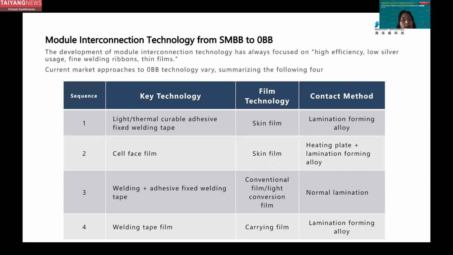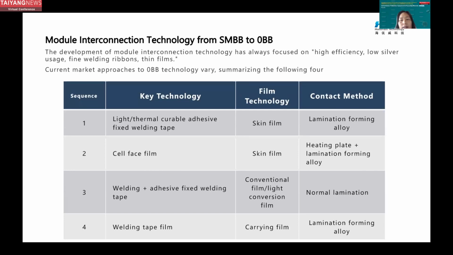The first technology is a light thermal curing adhesive to fix the welding tape and then laminated with a skin film to form an alloy. The second one is an integral coating on the surface of the cell, which is laminated to form the alloy by means of a heating plate.